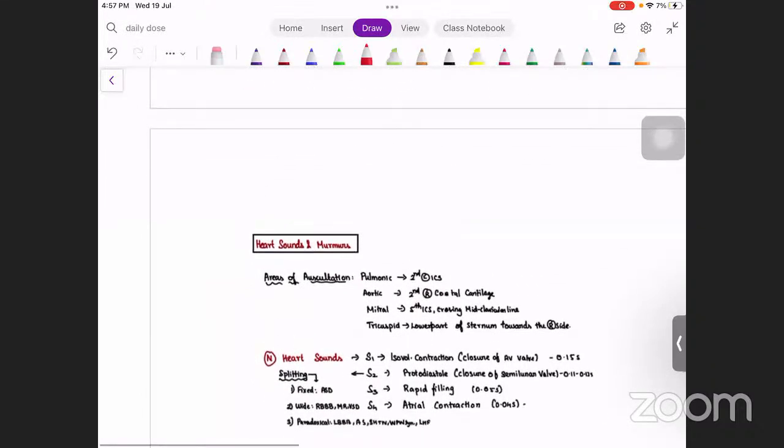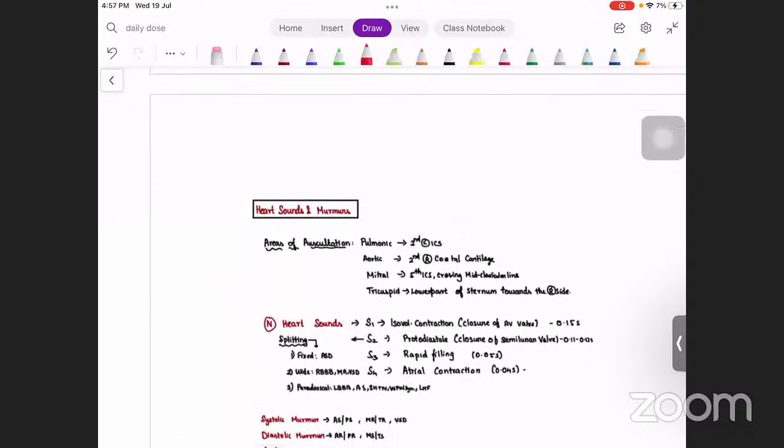Apart from that, heart sounds and murmurs, and the areas of auscultation, are very important. Pulmonic: second ICS. Aortic: second right costal cartilage. Mitral: fifth ICS crossing the mid-clavicular line. Tricuspid: lower part of the sternum towards the right side.